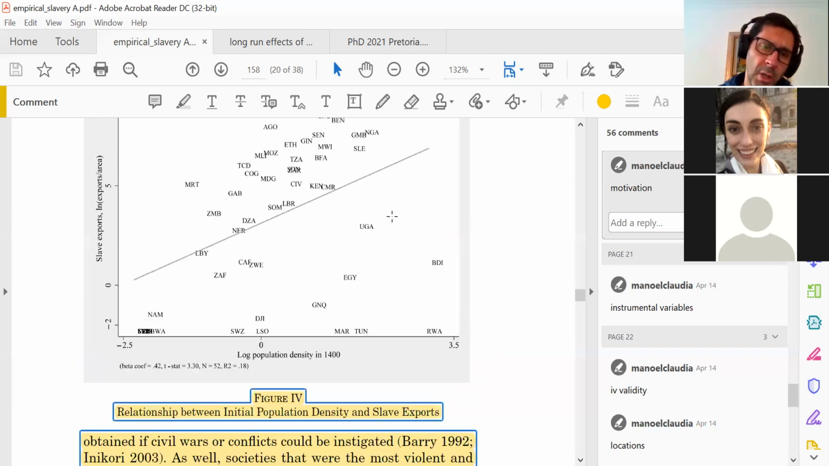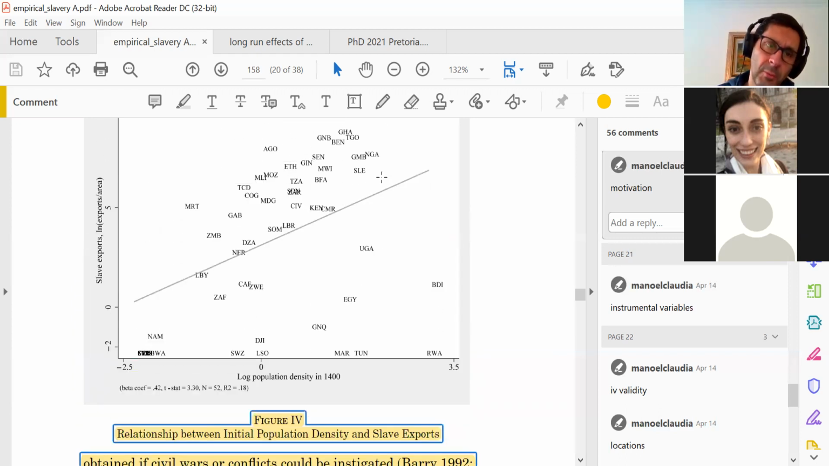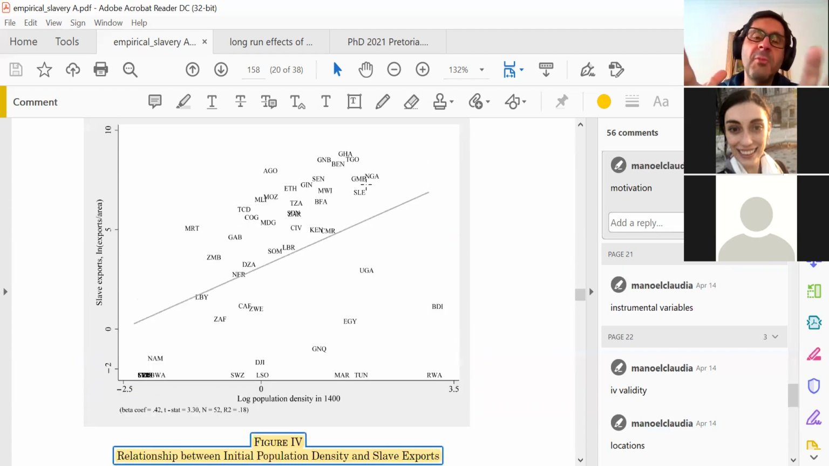There is a picture here, population density. So he's making a strong statement, right? If you are making a strong statement, you back up your statement with data, and that's what he does. Okay, so he shows us the data that log population density for 1400 correlates positively with slave exports. Okay.